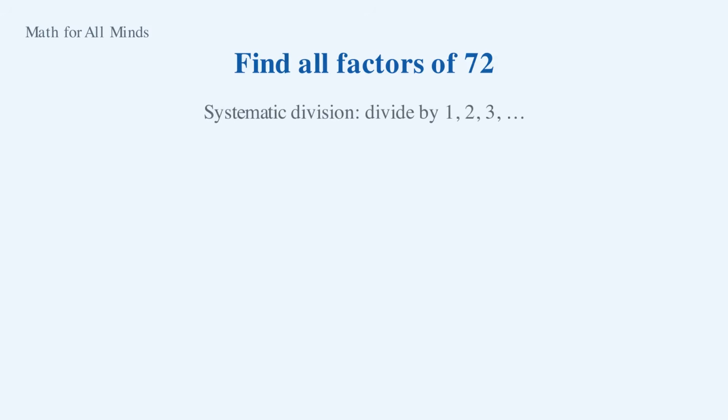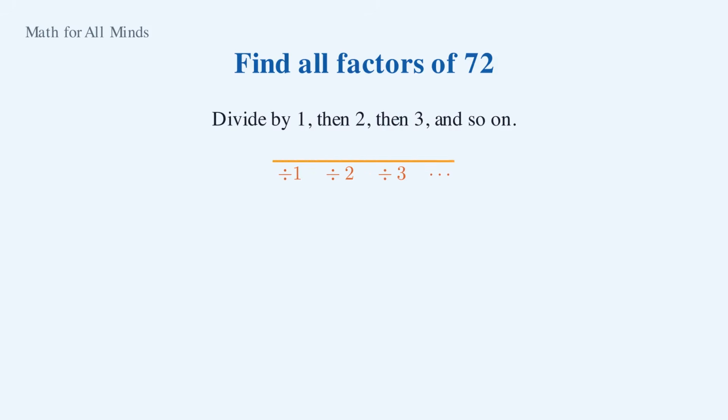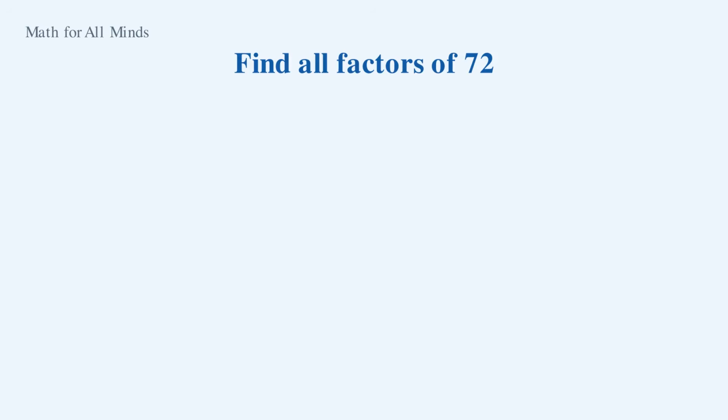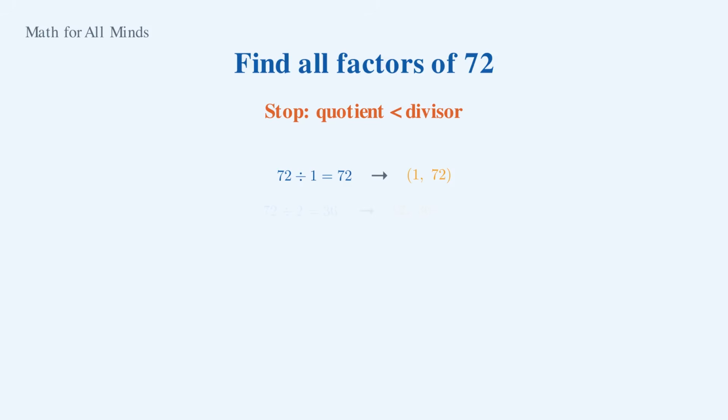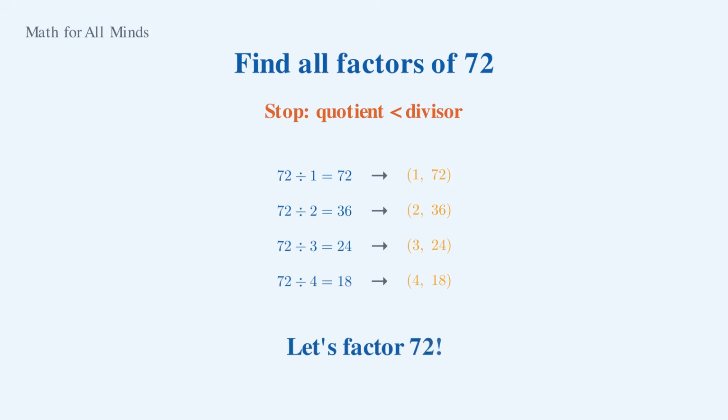Here's the systematic way to find every factor of a number. Divide by 1, then 2, then 3, and so on. Whenever the division gives a counting number, both the divisor and the quotient are factors. Stop when the quotient becomes smaller than the divisor. Let's factor 72.